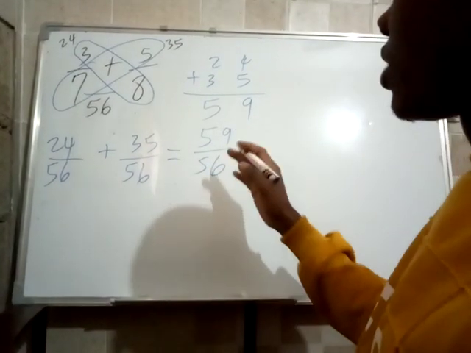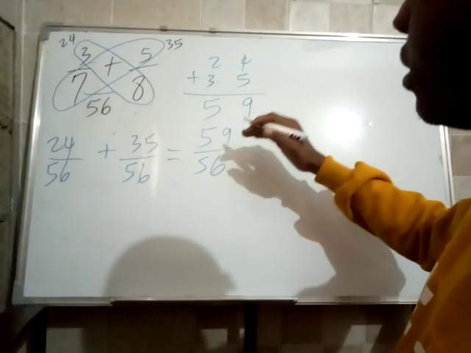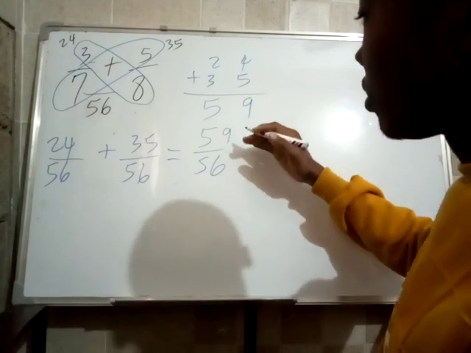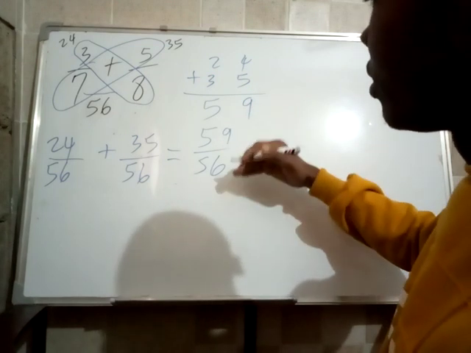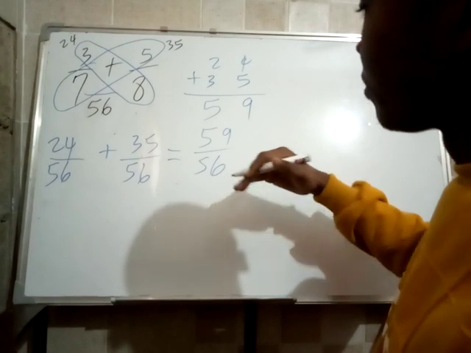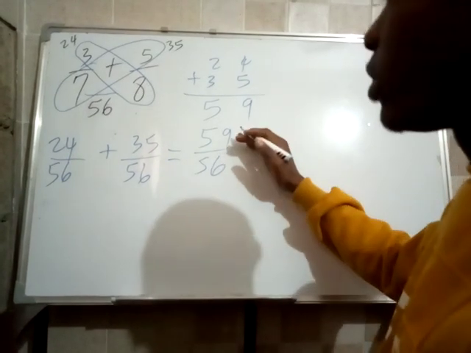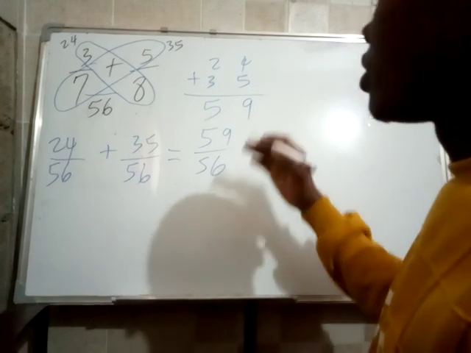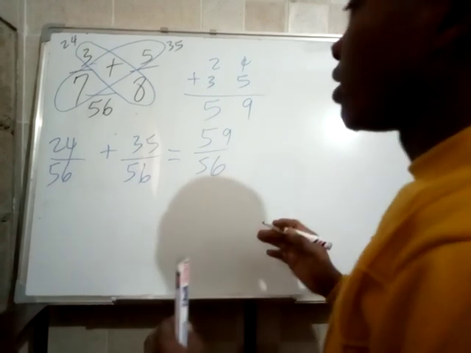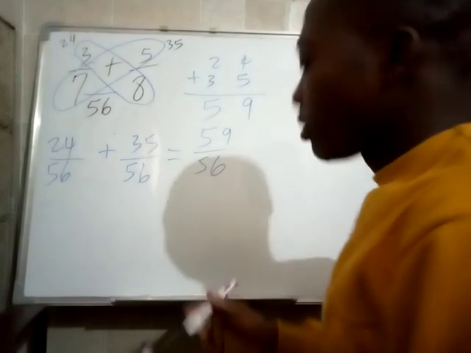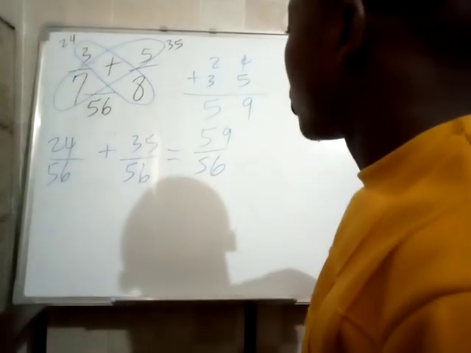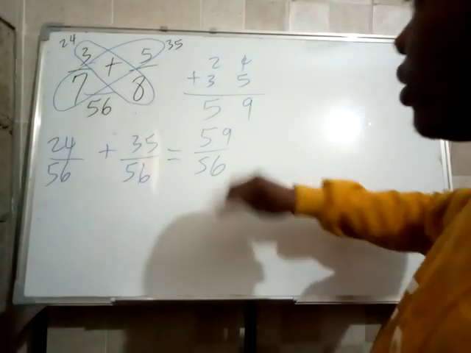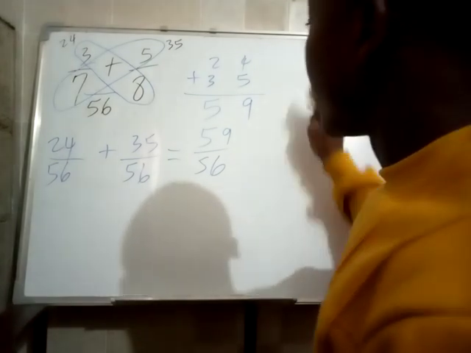If you look at this fraction, you see that it is an improper fraction. The top number is bigger than the bottom number. We can change this to a mixed number, but that is not in this lesson. We're looking at how to add fractions here. The next video is going to be how to change the improper fraction to a proper one. And we are done. 59 over 56.